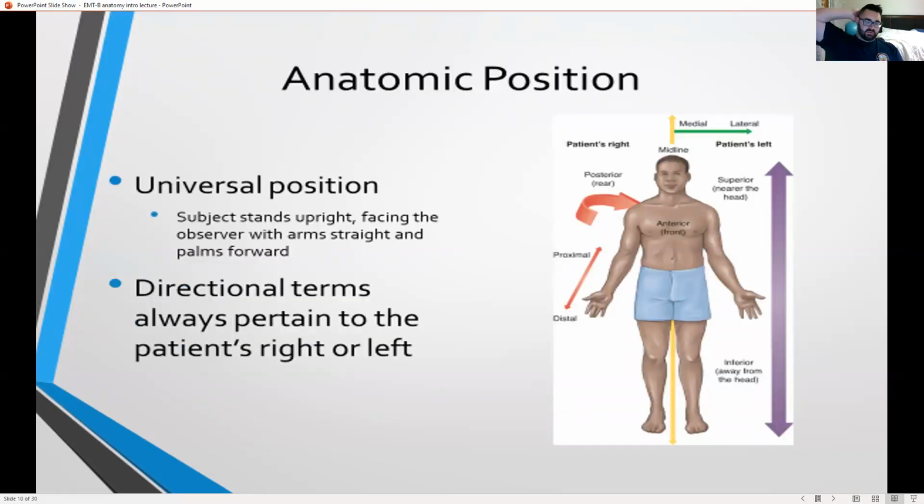All right, so let's start off with the anatomic position of what we got here. The universal position is when the subject stands upright, like the gentleman here in the picture is doing. He's facing the observer with arms straight and palms forward. If everybody wants to take a second, go ahead and stand like that guy. That is the universal position. The reason he would stand that way is so you can actually start to look at and make your assessment right there. We use directional terms that always pertain to the patient's left or right. Hopefully you all know left from right, so this will be quite an easy transition for you.